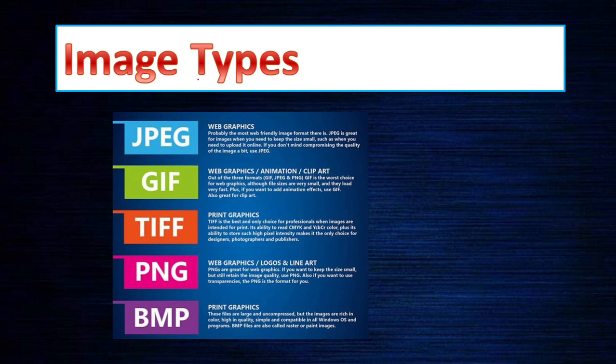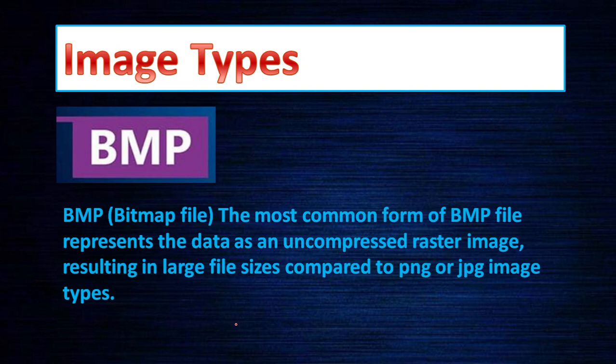When you talk about pictures, there are different picture types. One is JPEG or JPG, both are okay. The next is GIF format, TIFF, PNG, and then one more is BMP. These are the different types of pictures. When you save the file, the extension will be JPG or JPEG, GIF, TIFF, PNG or BMP. Let us understand what all these are.